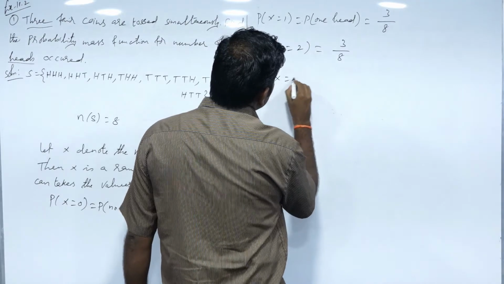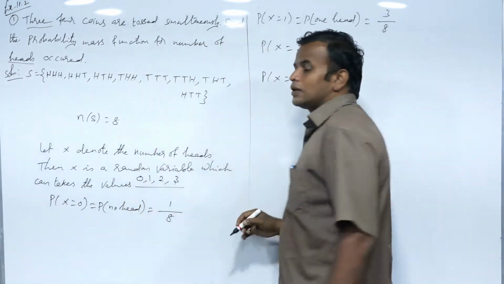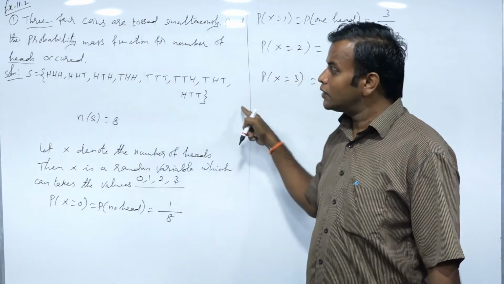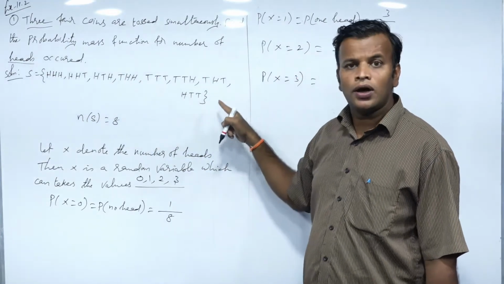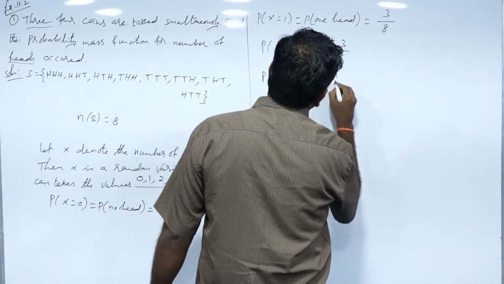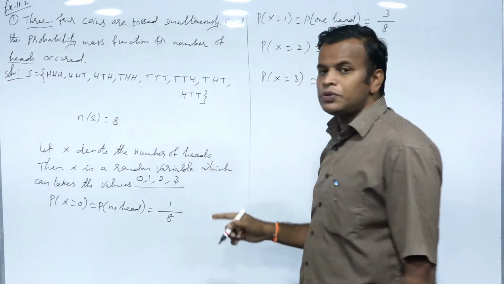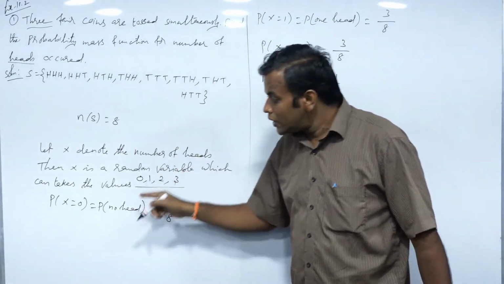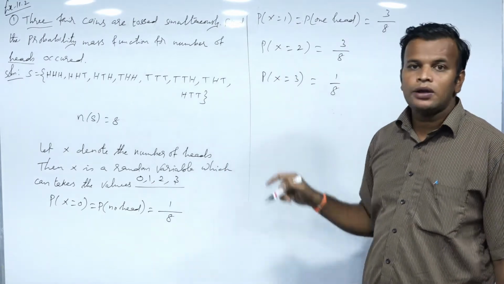P of X is equal to 3. Three heads, how many events are possible? Only 1. All the remaining conditions are just 2 or 1 or nothing. So 1 by 8. So the first step is to find the values of the random variable. The next one is to find the probability of each and every random variable value.